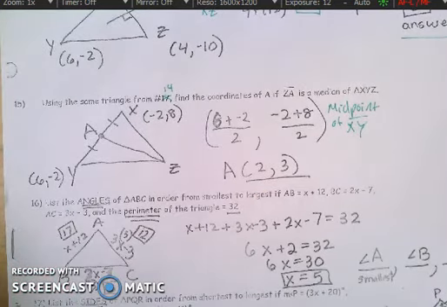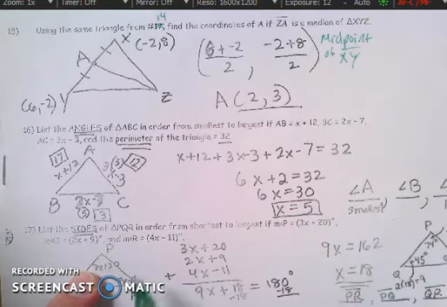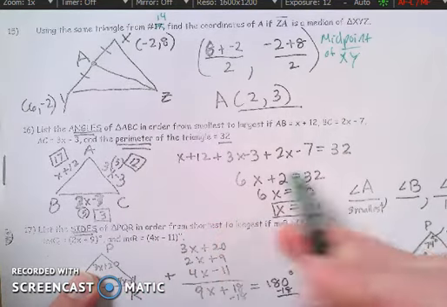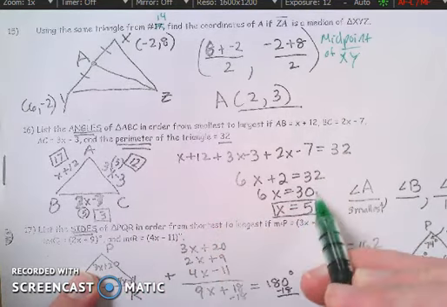Number 16, we've got to draw a picture. I want to list the angles in order from smallest to greatest. So we label AB, AC, and BC. And we know the perimeter is 32, so we add them all up, set them equal to 32, and we get x equals 5. Then we plug 5 back in, and we get 17, 12, and 3. The smallest angle is opposite the smallest side. So the smallest angle is opposite 3, which is A. The next smallest is opposite the 12, which is B. And the last is C. So this is from smallest to largest.